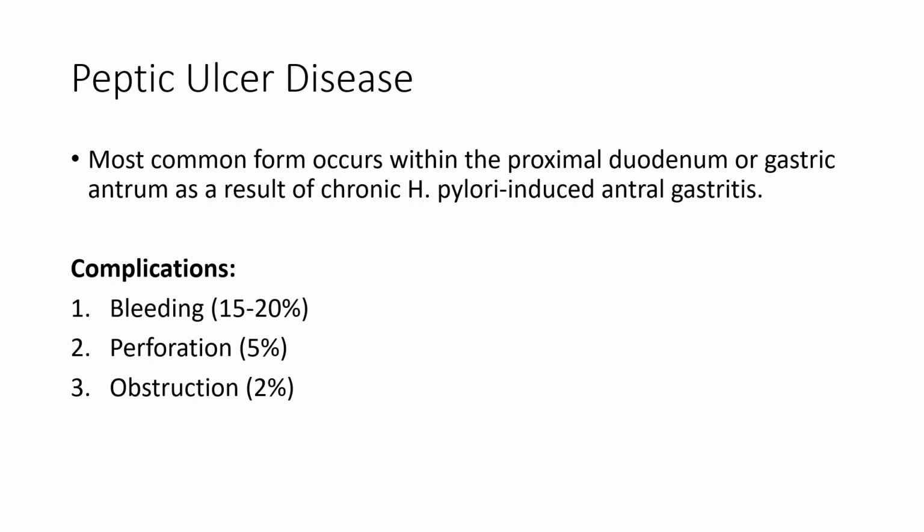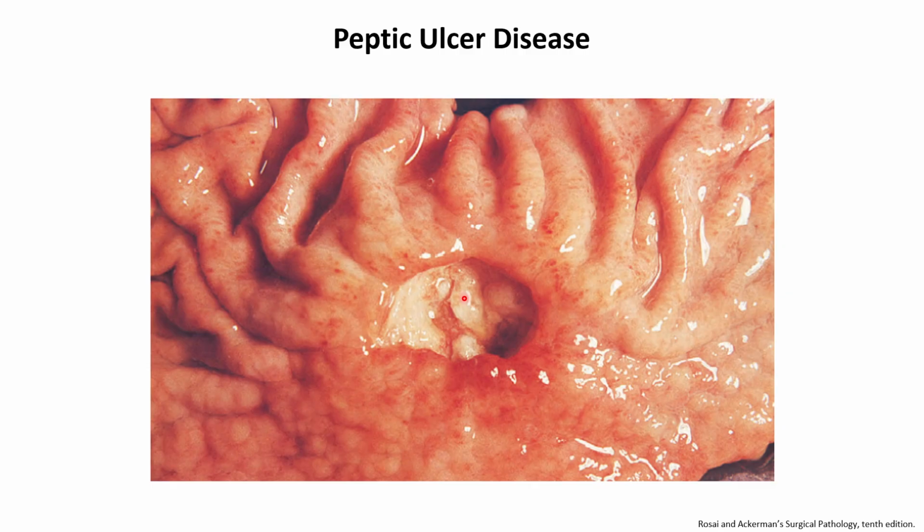Complications of peptic ulcer disease include bleeding, which is the most common complication, occurring in 15 to 20% of cases. It can lead to perforation and obstruction. This is a picture of a sharply delimited chronic peptic ulcer. Note that the ulcer bed is covered by fibrinopurulent exudate.